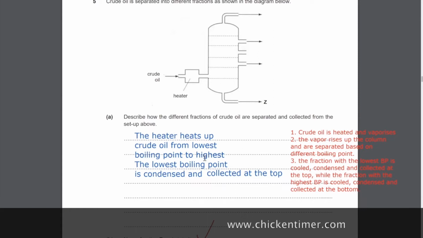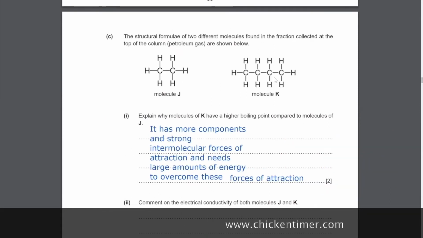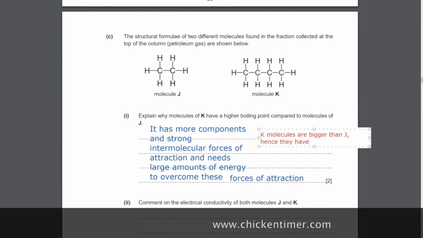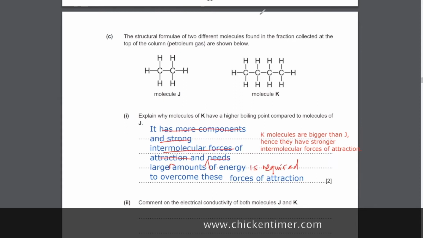Bitumen is used for making roads. Yeah. C, it has more components. You don't say that it has more components. You would say that K molecules are bigger. So we need some rephrasing. I know what you mean there. So you would say K molecules are bigger than J and have stronger intermolecular forces of attraction. Larger amounts of energy are required to overcome these forces of attraction.